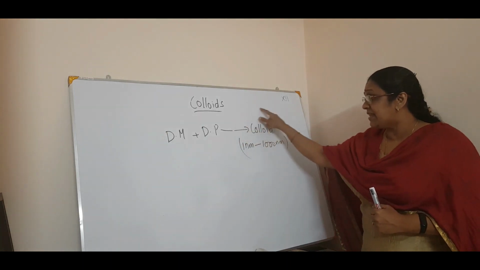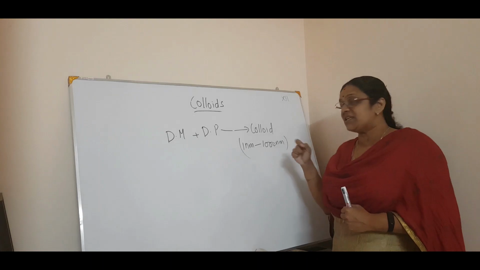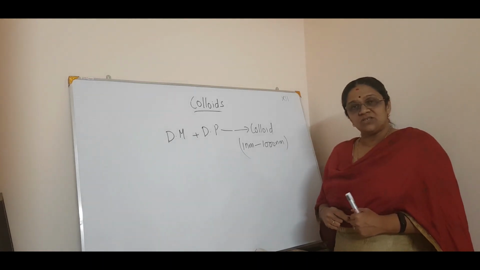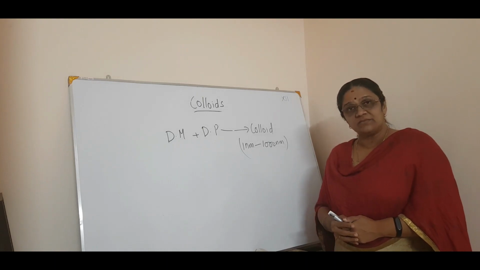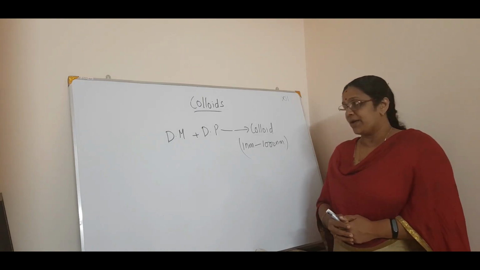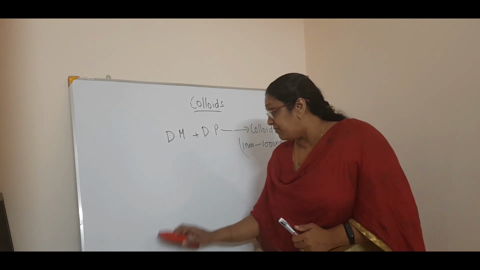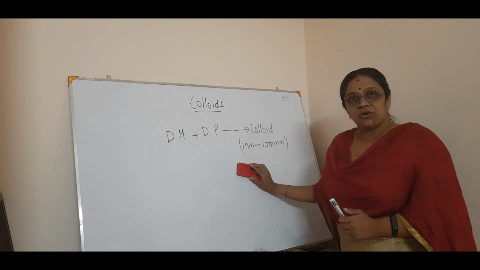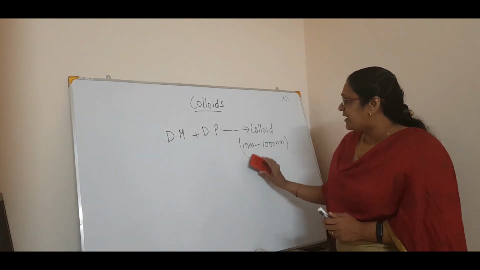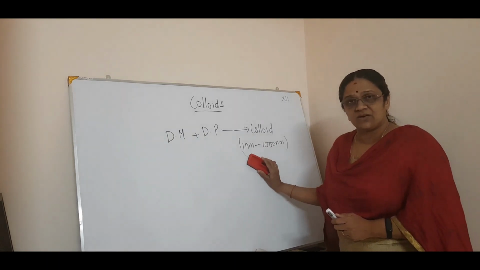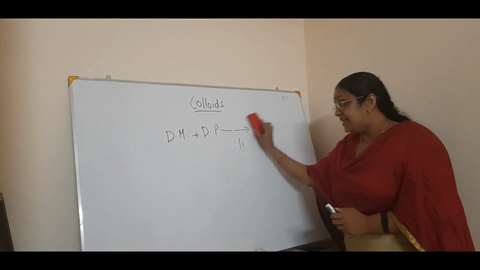But what is the condition? The colloidal size must be between 1 nanometer and 1000 nanometer. So, anything which comes under this range, you can call it a colloid. Understood? Okay. So, this is about colloids. Then we will move on to the classification of colloids. This is just an introduction. What is the dispersed phase? What is the dispersion medium? Or what is the size of the colloids? That's all. Okay. Then it shows the Tyndall effect. We will see the properties later in detail.